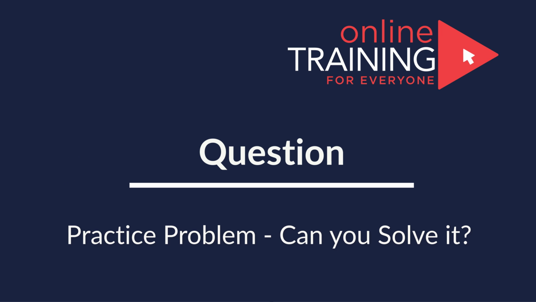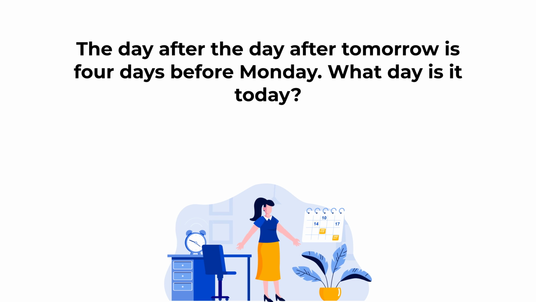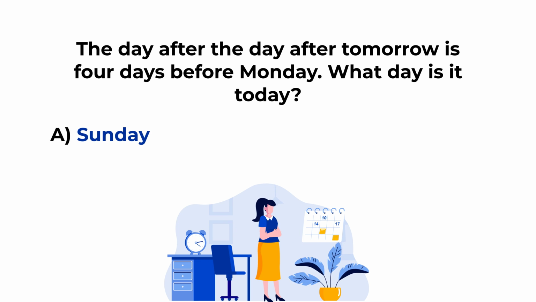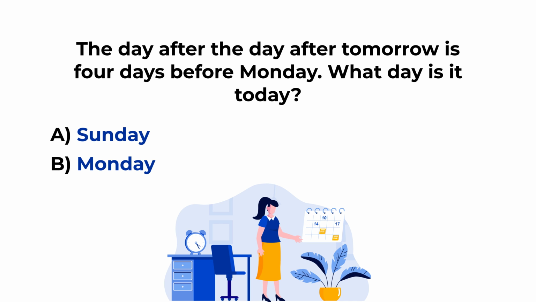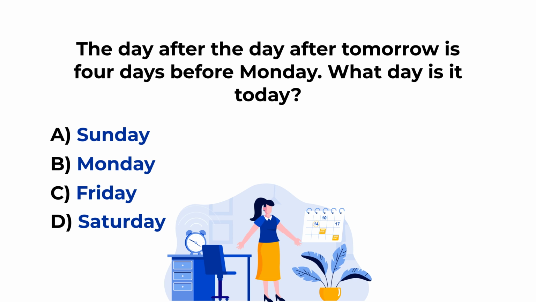The day after tomorrow is 4 days before Monday. What day is it today? You have 4 different choices. Choice A, Sunday. Choice B, Monday. Choice C, Friday. Choice D, Saturday. Feel free to pause this video to see if you can come up with the solution.